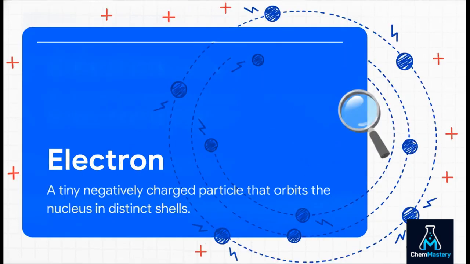And finally, orbiting way out far from that dense nucleus, we have the electron. This is a tiny, incredibly fast-moving subatomic particle carrying a negative charge. It perfectly balances out the positive charge of those protons in the center, and it travels along very distinct pathways, which we call shells, right around the core.